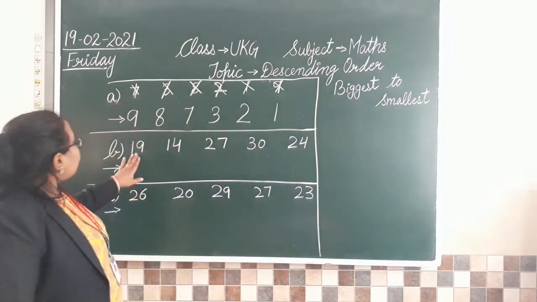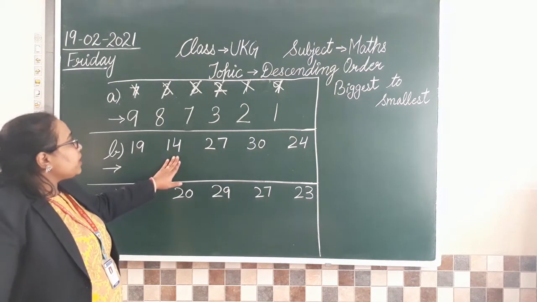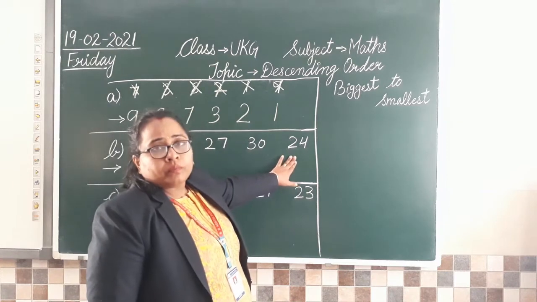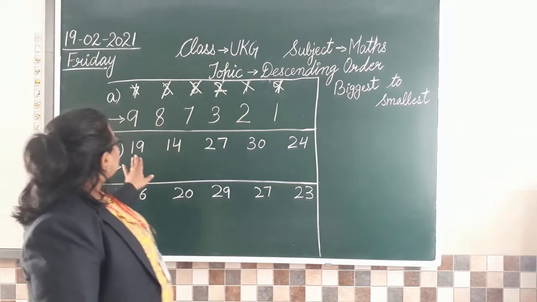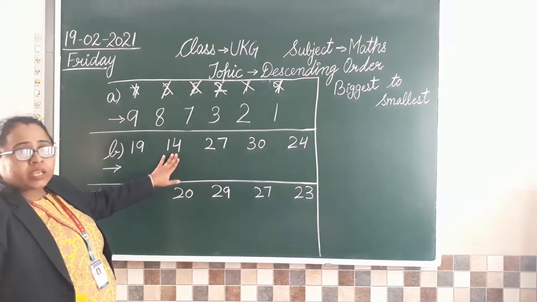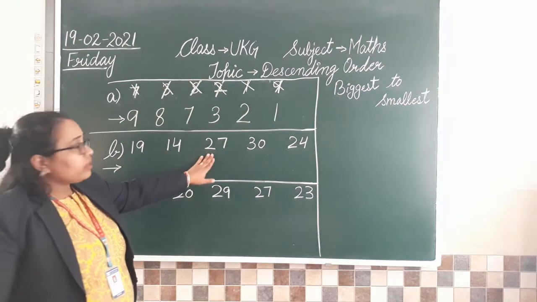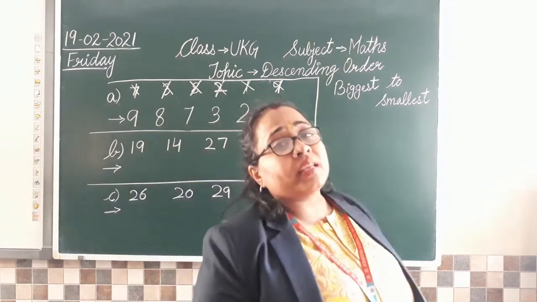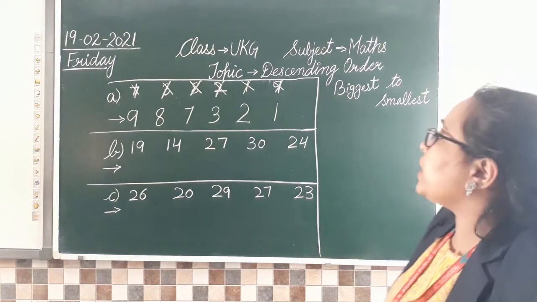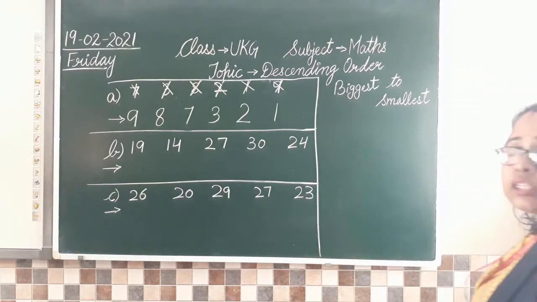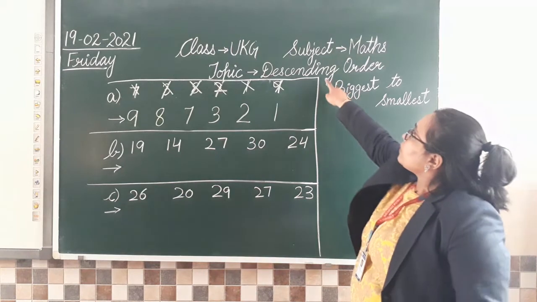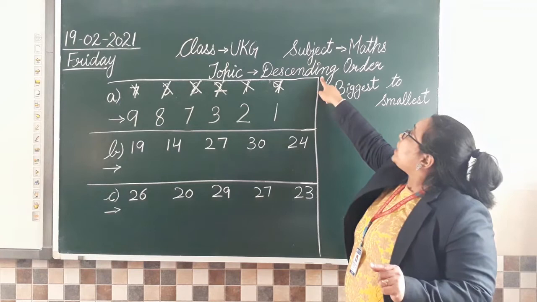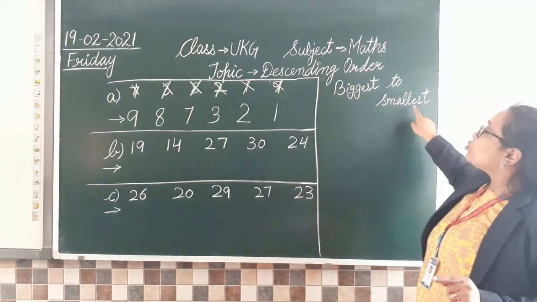Let's read them all. 19, 14, 27, 30, 24. Which are the numbers given? 19, 14, 27, 30 and 24. Now just look at these numbers carefully and tell me where you have to arrange them in descending order. Descending order मैम बार-बार बोल रही है so that you don't forget. Descending order, that means biggest to smallest.